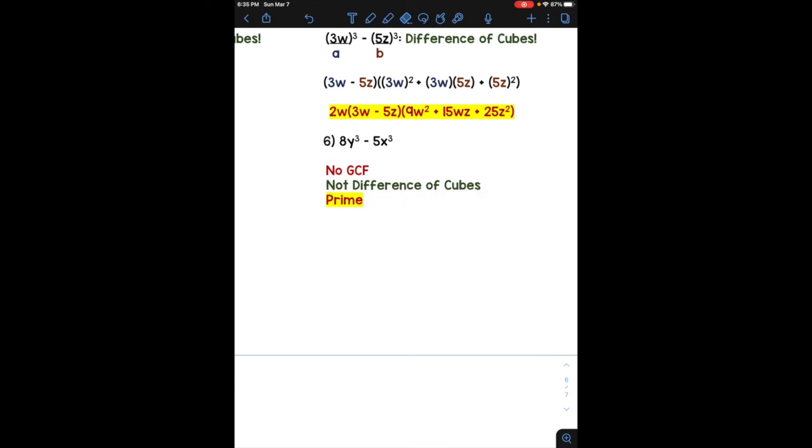Therefore, this is a prime expression, meaning we cannot write it in factored form as two expressions multiplied together that would equal the original expression we have in problem 6. This is a prime example since it is not factorable.